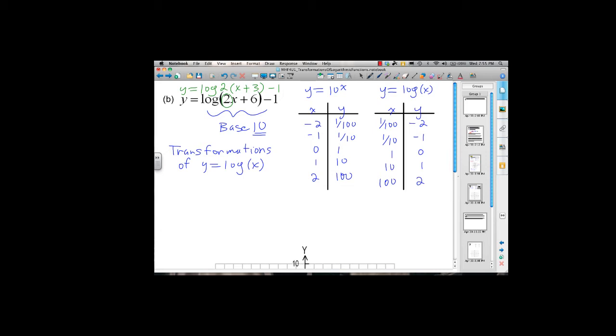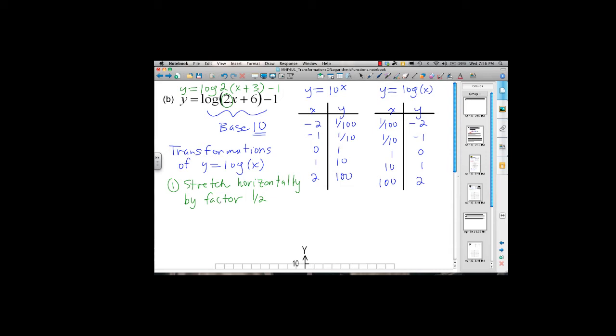What that now indicates to me is clearly what the k value is and what my horizontal and vertical translations are going to need to be. As far as transformations of the base function log of x, the first thing I would need to do is address the fact that k is 2. So I would have to stretch the function horizontally by a factor of 1 over k. Because k is 2, my stretch factor would be 1 over 2.